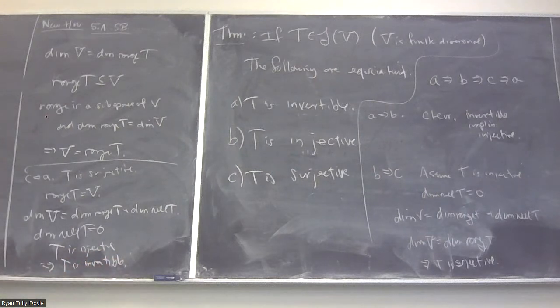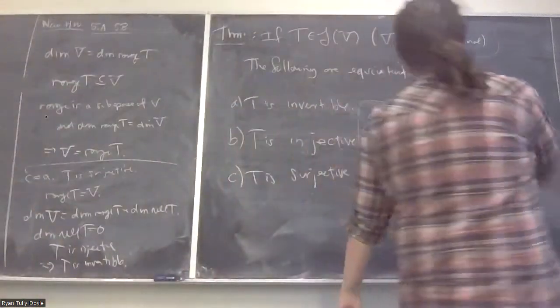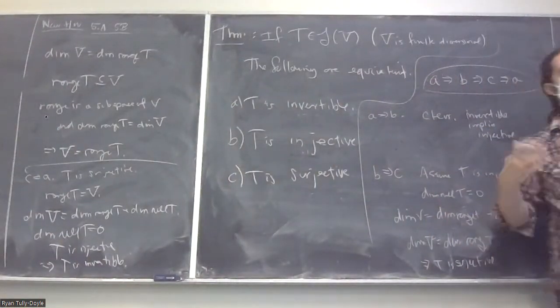Okay. Now, this is not a complicated argument, but this structure where we have a ring of implications is something that starts coming up more.